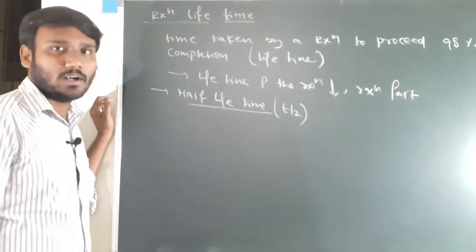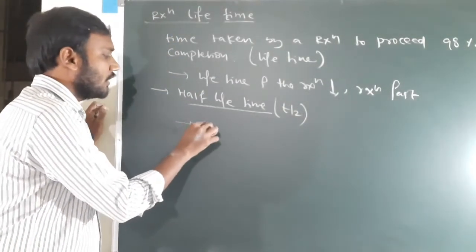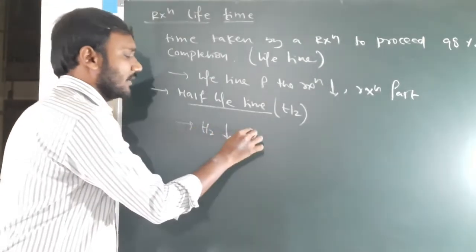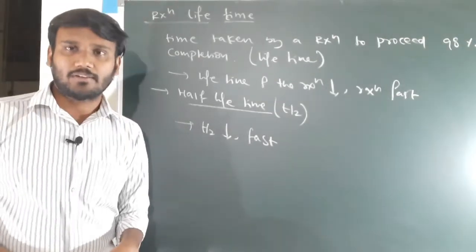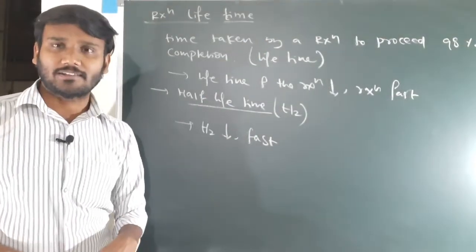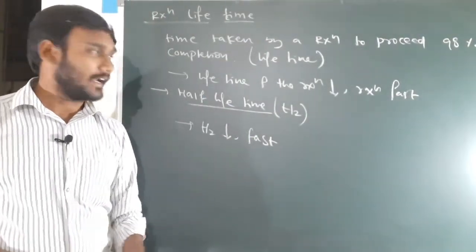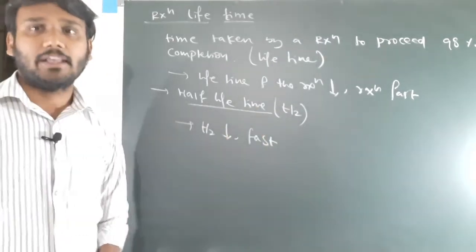Same here also: if the half lifetime of the reaction is less, that means the reaction is very fast. So this is the lifetime of the reaction and the half lifetime of the reaction. And the half lifetime we show with the symbol t half.